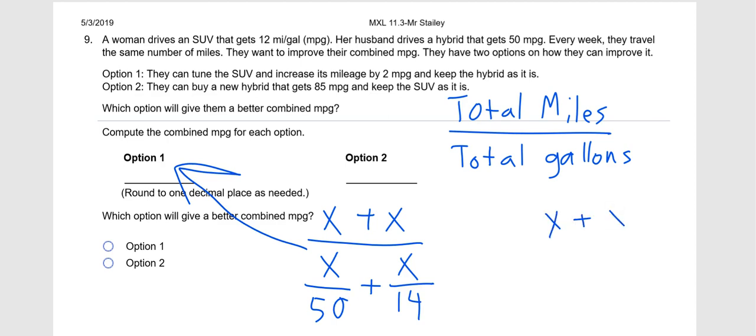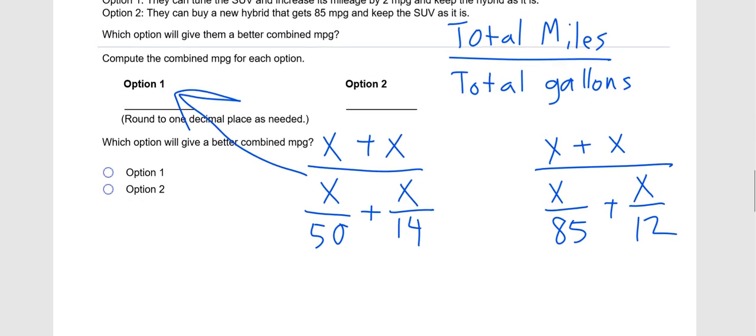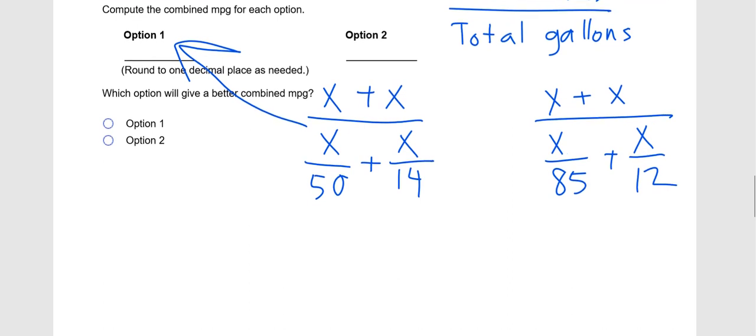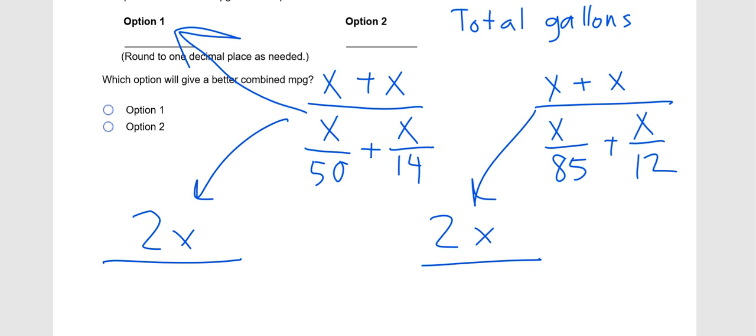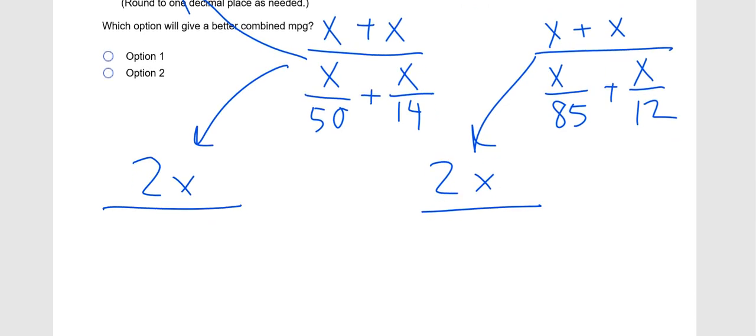Option number 2, x plus x, that's not changing. What's changing is instead of having a 50 mile per gallon, now he's got an 85 mile per gallon, and she's got the 12. Now, in both cases, we have 2x in the top. So option number 1 and option number 2. The big question is what's going on in the bottom? What's the common denominator between 50 and 14?